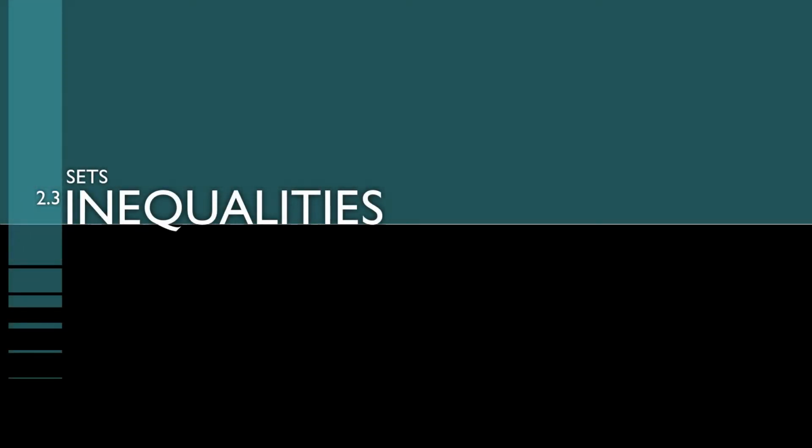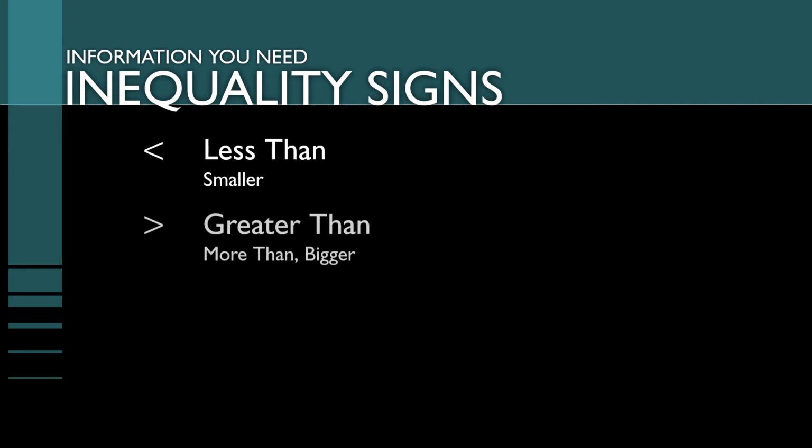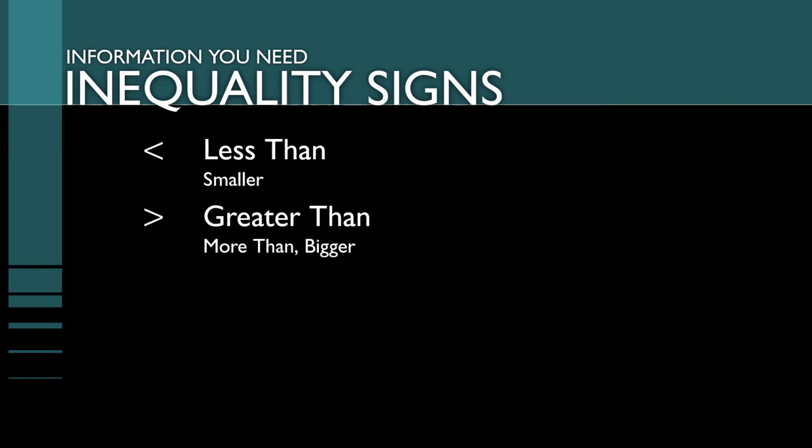In this last section of Unit 2, we're going to take a look at inequalities. And before we start this, there is a little bit of information that you need regarding inequality signs. The less than sign is always going to be pointing to the left, and one of the words that you're going to see associated with it is smaller. The greater than sign points to the right, and a couple of phrases that you'll see associated with that include more than and bigger.